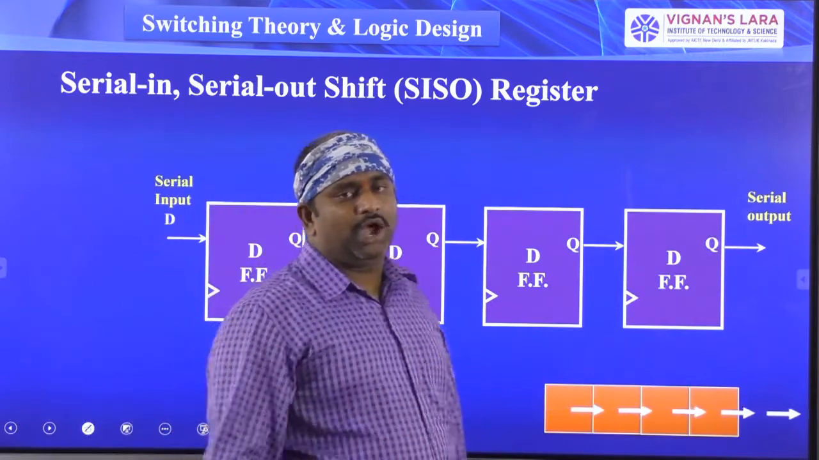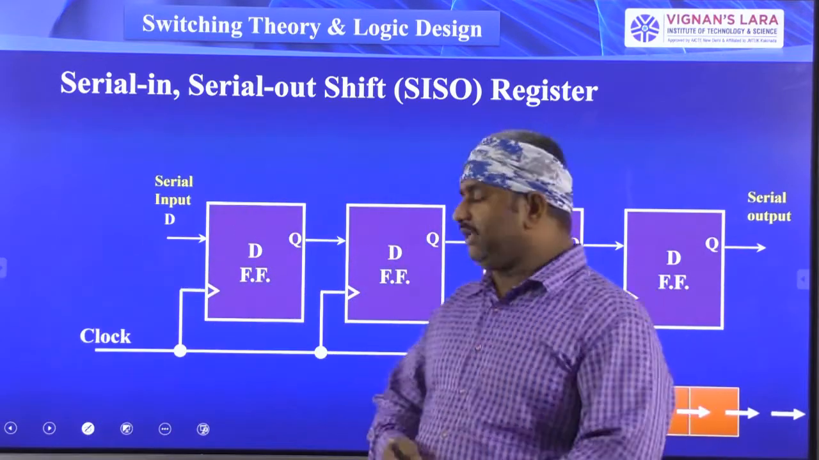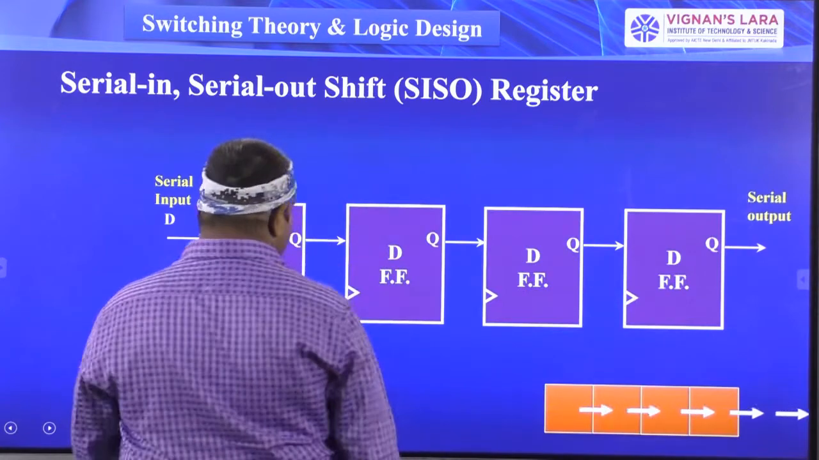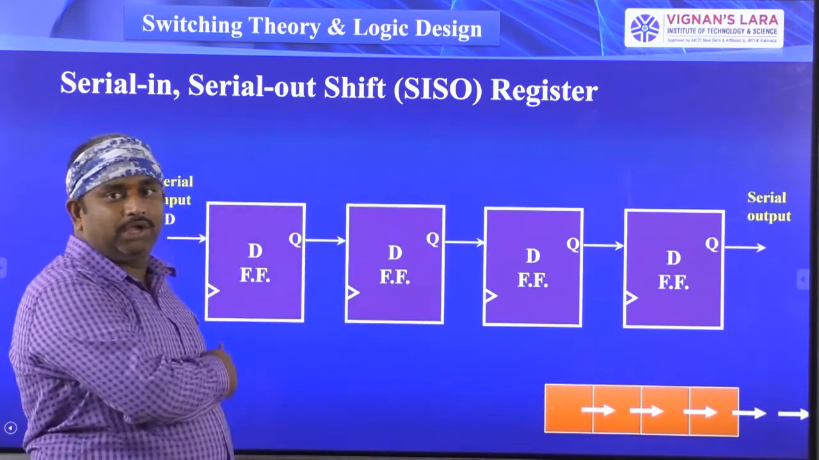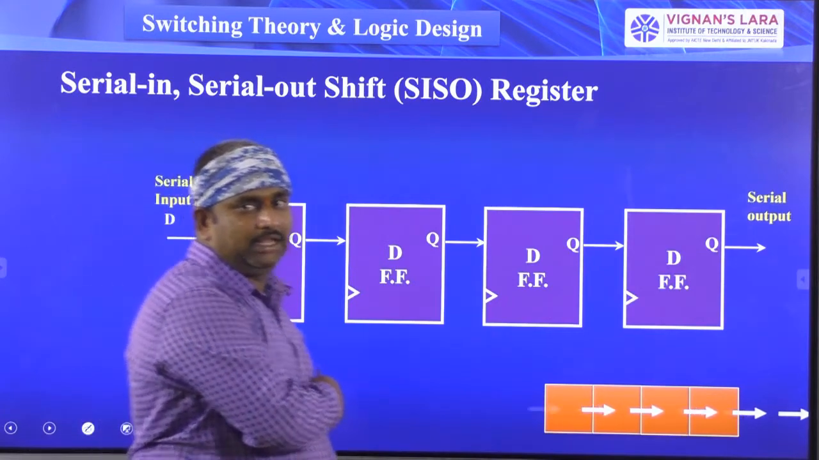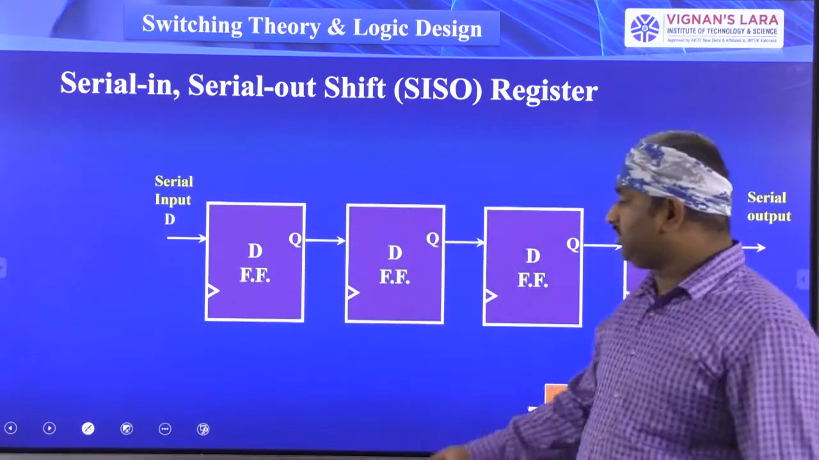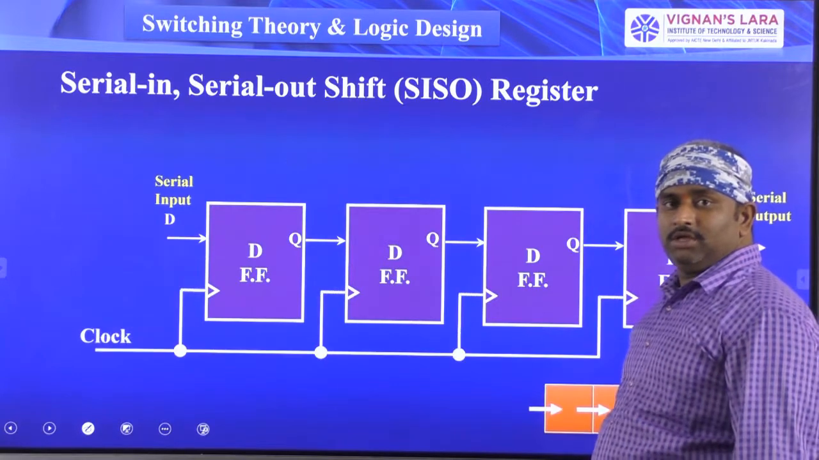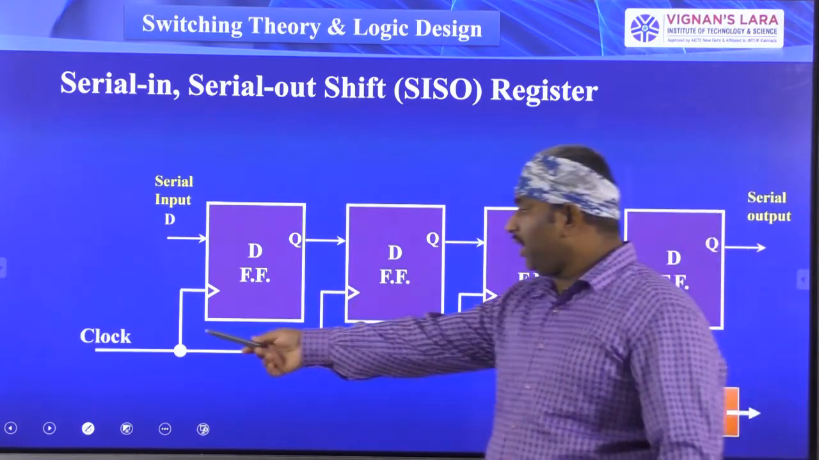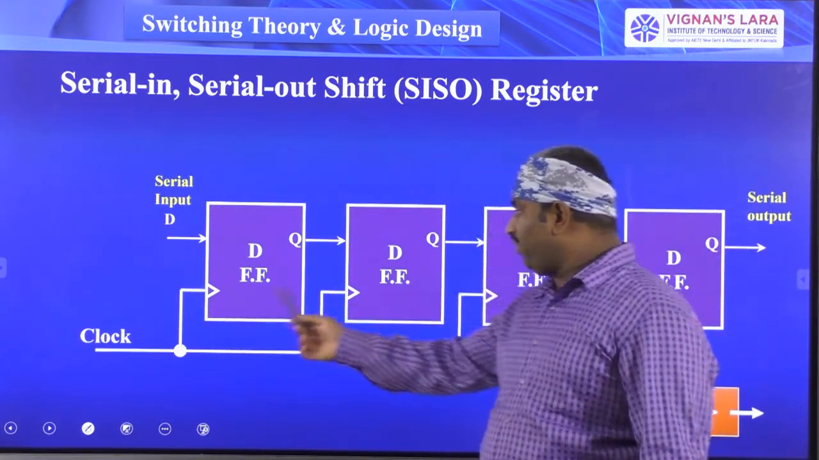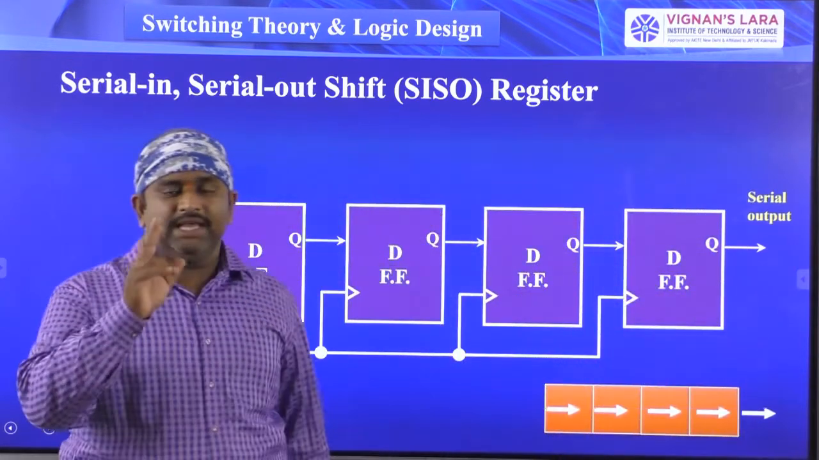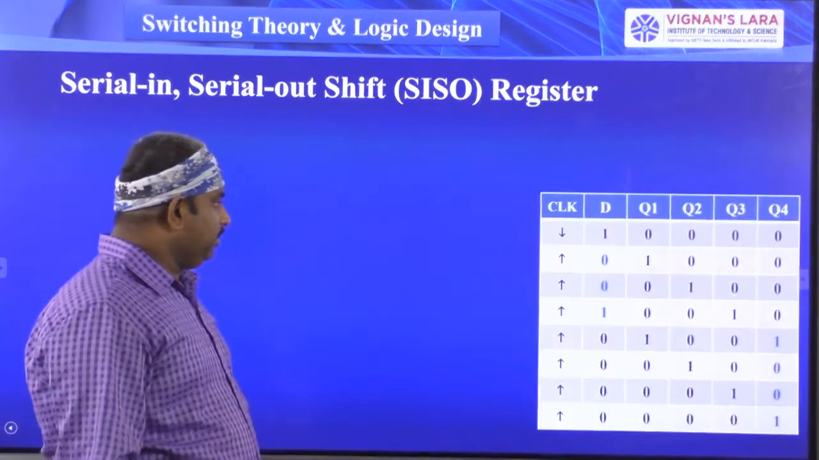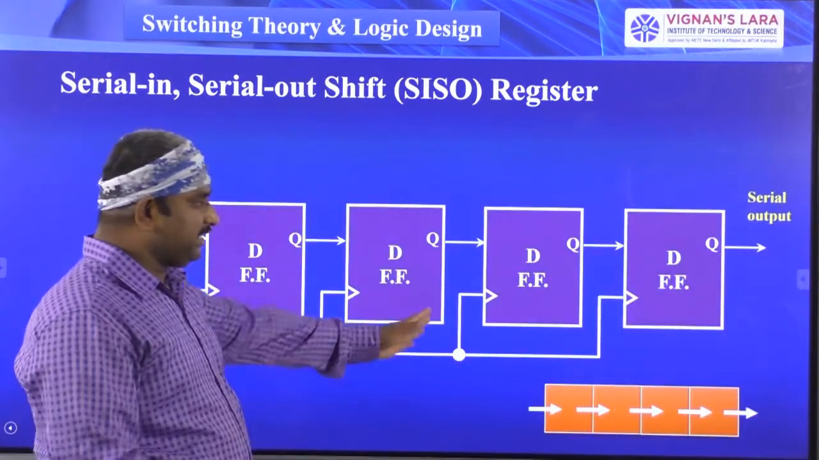And coming to here, you have to connect a common clock signal. For all the 4 flip-flops, we have to give a common clock signal. See here, I am giving the connections for all the flip-flops. So this is the clock signal. Here I have given the clock signal for the first flip-flop, second flip-flop, third flip-flop, fourth flip-flop. All the flip-flops are connected to a single clock signal.